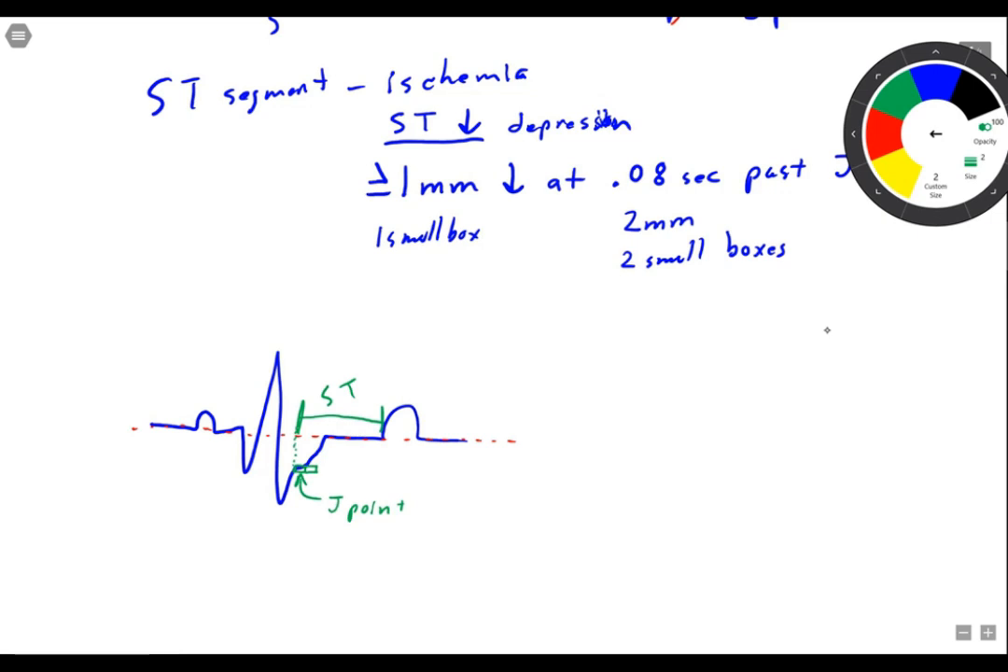So the first thing you do once you identify the J point is you go 2 small boxes to the right, and then you go up to wherever your ECG line is, and that point you're going to say, okay, is that 1 small box below the baseline? So let's draw our boxes, and we'll try and keep them relatively the same here.